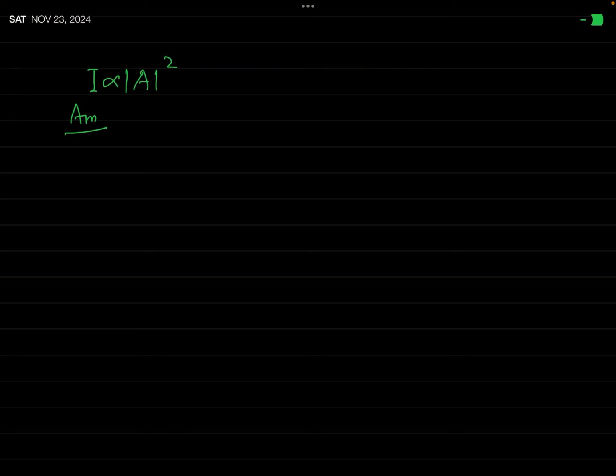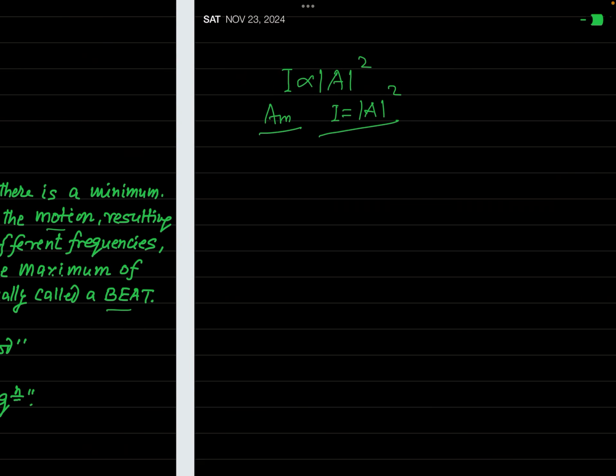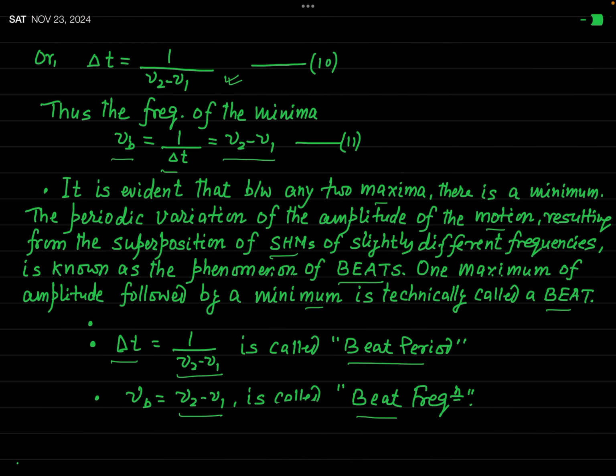But in the case of a wave, when you say that the intensity of the wave is directly related to the amplitude of the wave, we simply say that the intensity of the wave varies alternately, and that phenomenon is called beats in the case of waves. Okay, but those things we will see later on in our forthcoming videos.